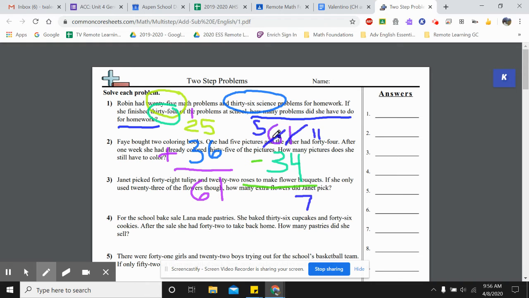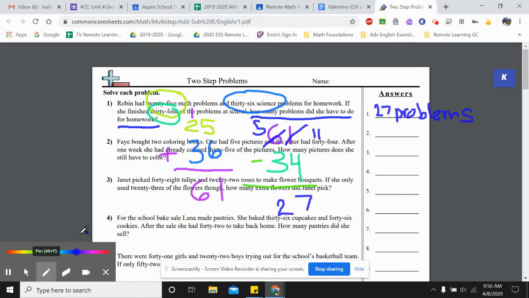We finished with the ones column. Now let's look at the tens column. 5 minus 3. 5 minus 3 is 2. So how many problems did she have to do for homework? After she was assigned 61 math problems, she did 34. She has 27 problems left over to do. Man, she was assigned a lot of math problems.